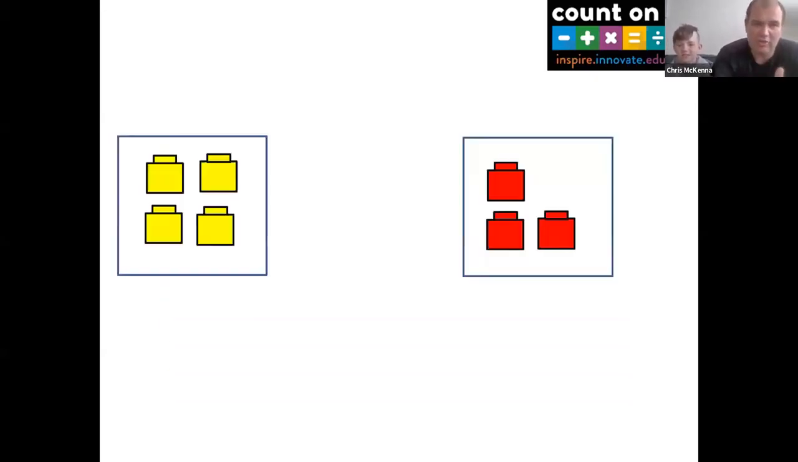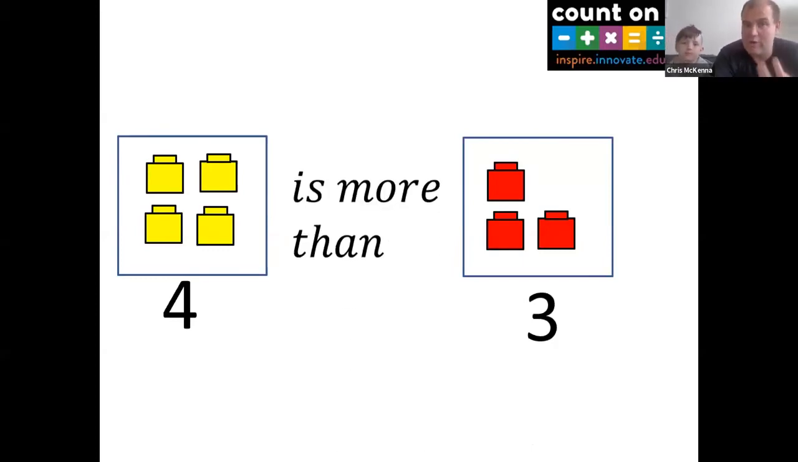Okay. So let's look at some examples. How many yellows do we have? 4. How many reds do we have? 3. So what's the bigger number? 4 yellows. So let's put 4 there and 3 there. Is 4 bigger than 3, more than 3, greater than 3, or less than 3? 4 is greater than 3, or more than 3. So I can write that in there. 4 is more than 3.